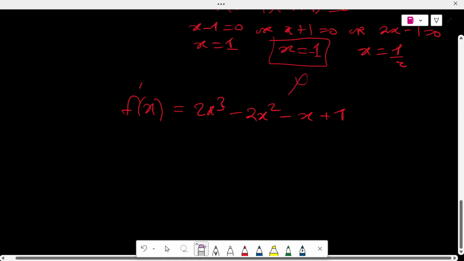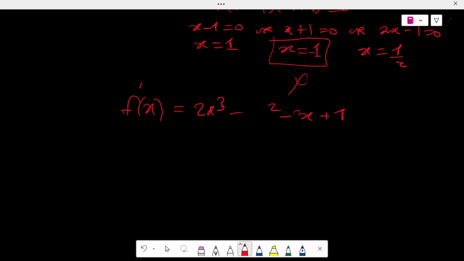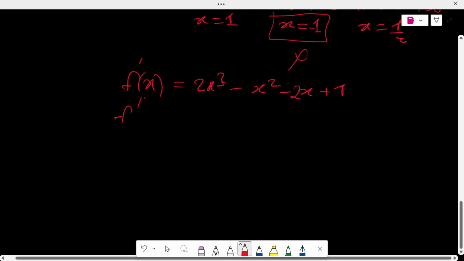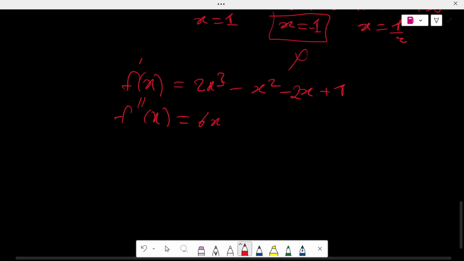So this here should be 2, then this should be this. Okay, then we're going to find the second derivative. The second derivative is 6x, and then that will be that.